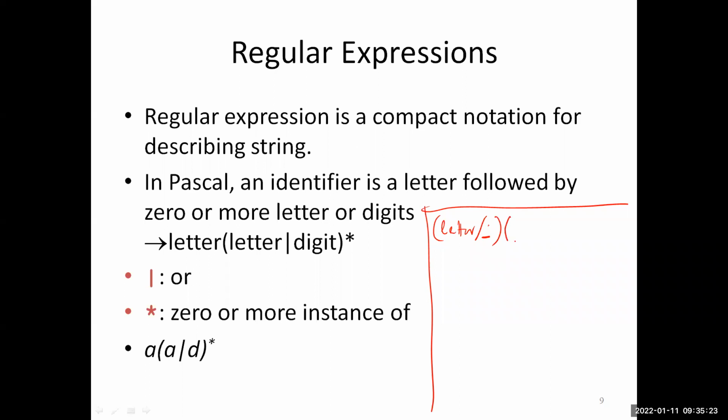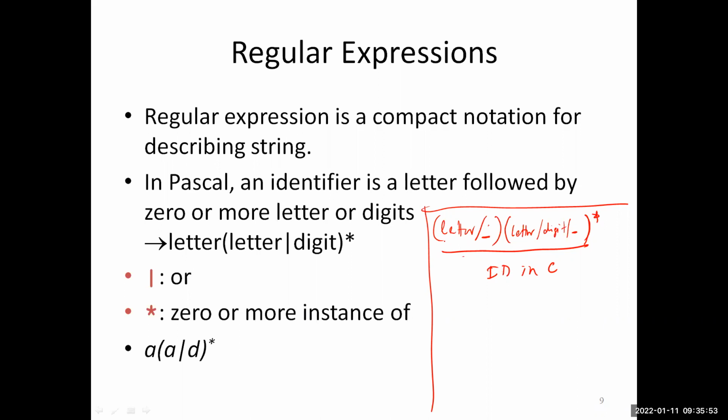What could be the following elements? Letters or numbers. Letters or digits. Yes, it is. Or even underscore also, isn't it? So how many times is it going to be repeated? Any number of times. So this is a star operation. So this is one regular expression for representing an identifier in C language.